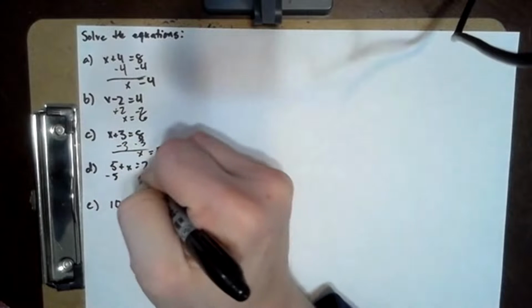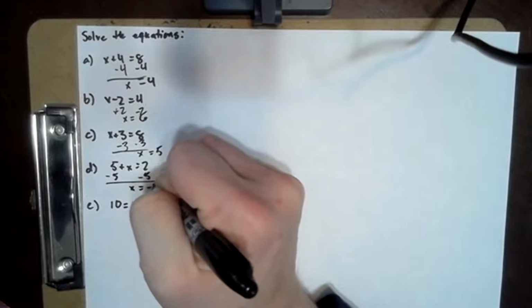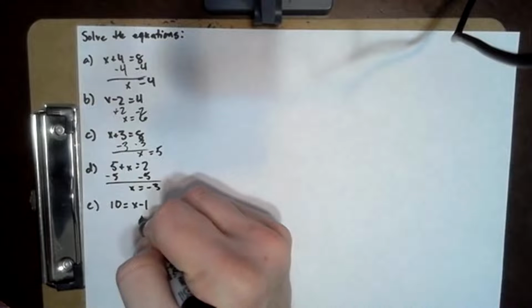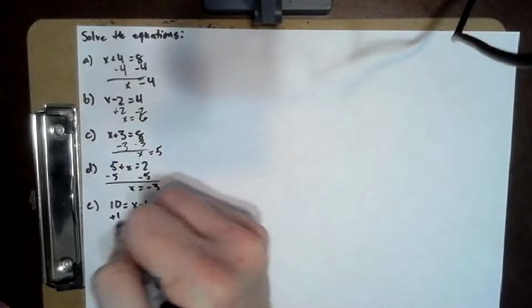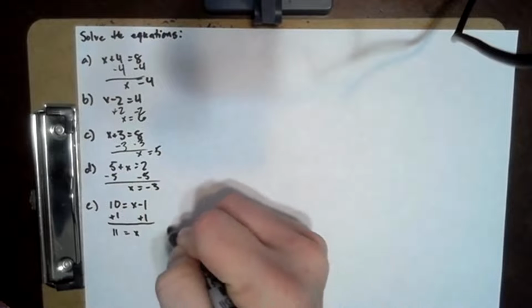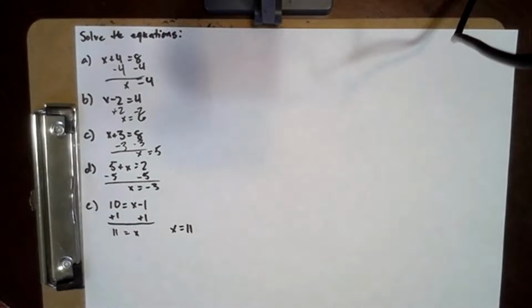We can subtract 5 from both sides of the equation to get x equals -3. 10 equals x minus 1. Add 1 to both sides of the equation to get 11 equals x, or x equals 11. We usually put the variable first, but it's not that important.